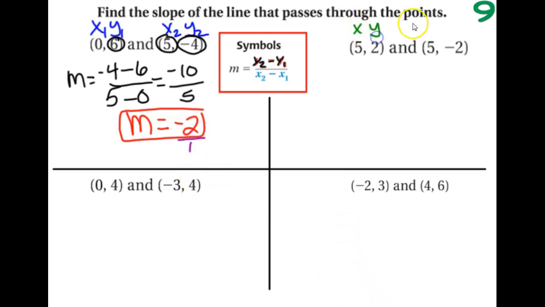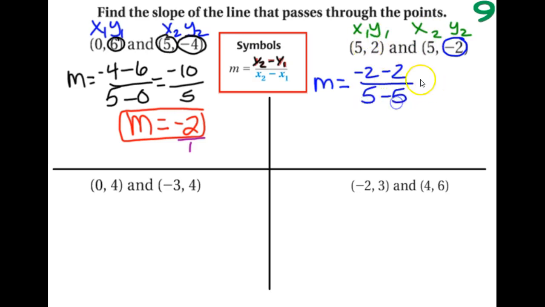Let's try this one. xy, xy. These are our first point, second point. And we're going to plug it in. y2 minus y1, so y2 is -2, minus y1, which is 2. And then x2, which is 5, minus x1, which is also 5. -2 and another -2, they're all negative, so that's -4. 5 minus 5 is 0.